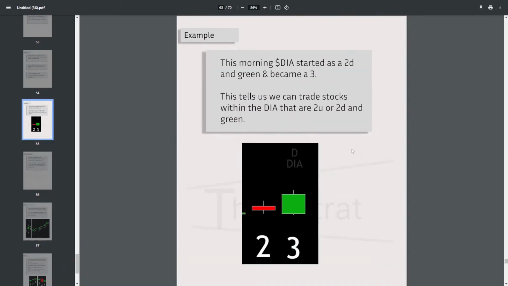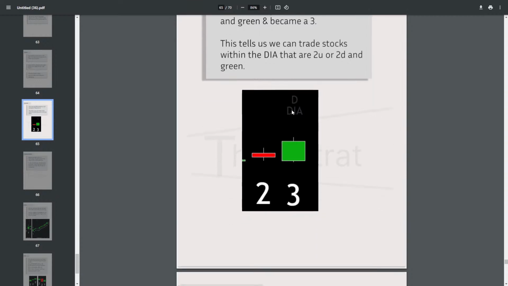Another example of this, we already kind of went over this, is more intraday. So if you're an intraday guy, you can do this confirming and negating intraday as well. In the morning, Dow Jones started as a 2 down and green, became a 3 on the day eventually. When it was 2 down and green, we were looking at a potential 3. So this tells us we can then trade stocks in the Dow Jones that are 2 up or 2 down and green.